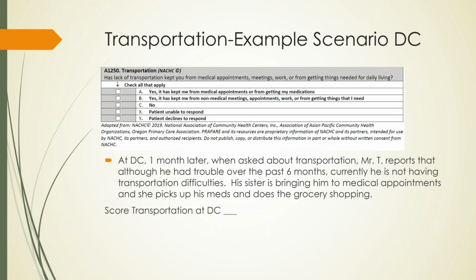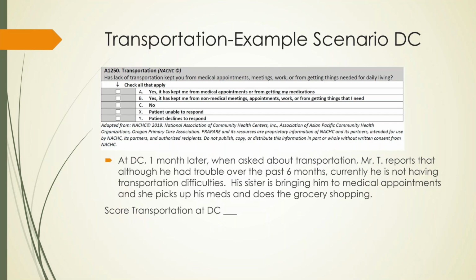When asked about transportation, Mr. T reports that although he had trouble over the last 6 months, currently he's not having transportation difficulties. His sister is bringing him to medical appointments, and she picks up his meds and does the grocery shopping. So now at discharge, how are we gonna answer this one?